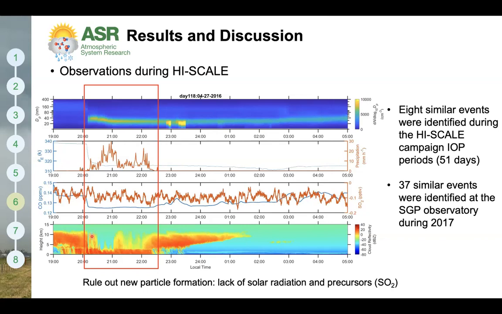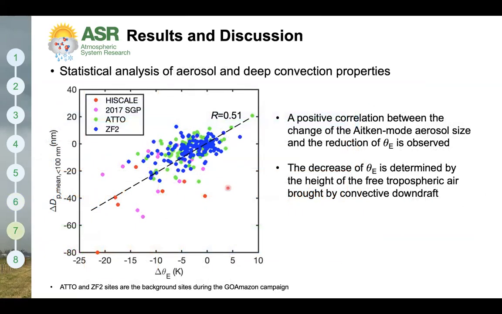a deep convection event. So actually, during the 51 days of the HI-SCALE IOP campaign, we found there are 8 similar events. And during the long-term measurement at the SGP Observatory in 2017, we identified 37 similar events. So with these data sets, we can look into the statistical correlations between the aerosol properties and the deep convection properties. So here in this scatter plot, we show the correlation between the change of the atypical mode aerosol size and the change of the theta E.